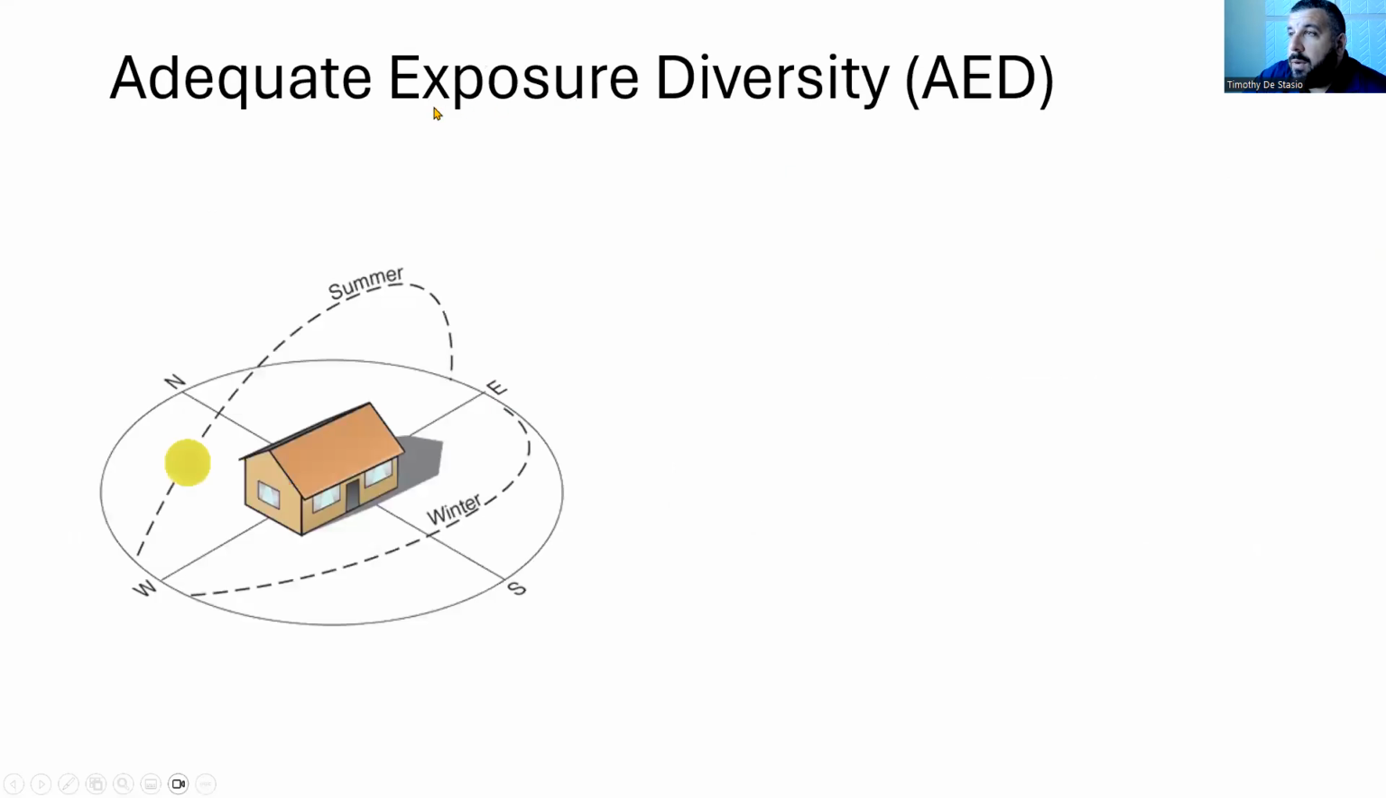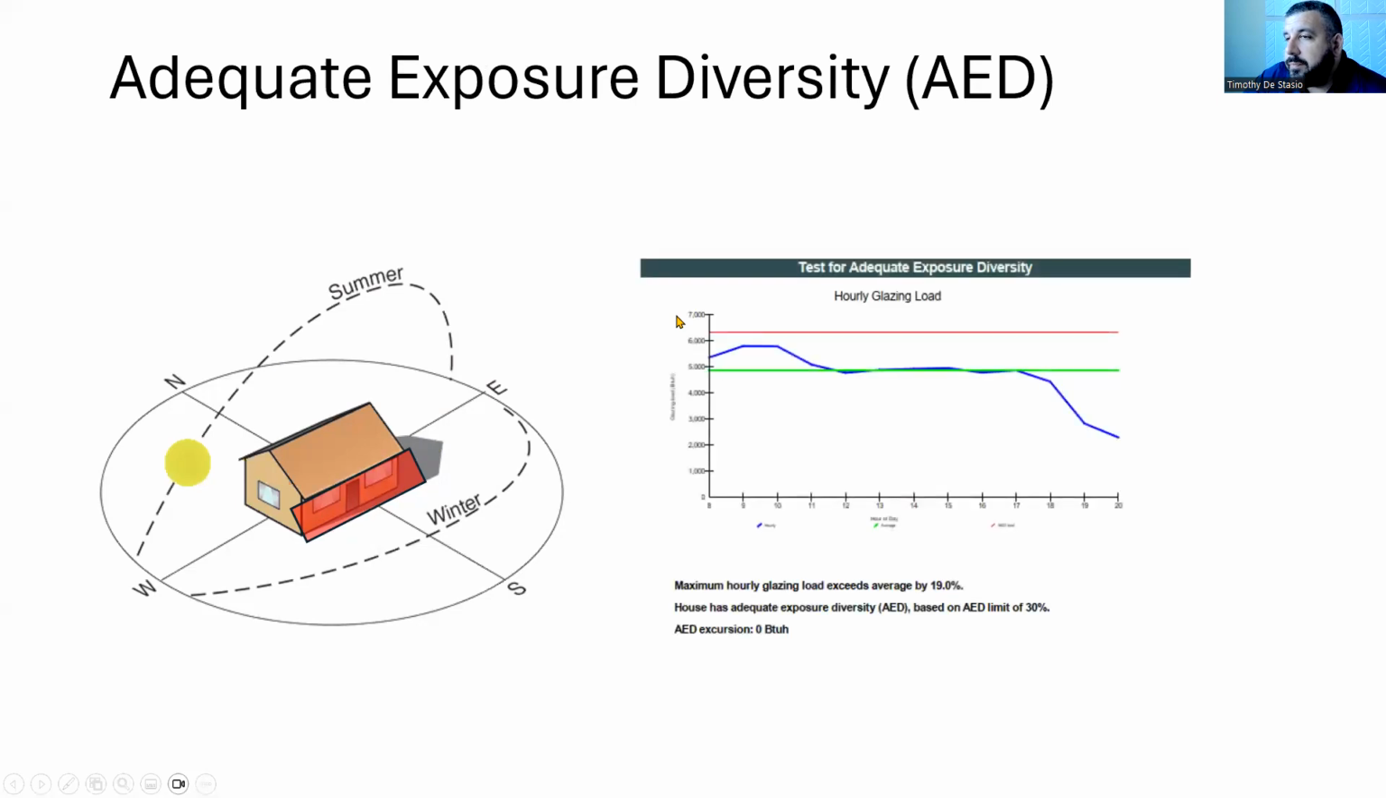There's a term called adequate exposure diversity, or AED. And what this does on a room-to-room load calculation, it tells you whether or not one portion of your house is going to heat up at a faster rate due to the position of the sun than the rest of the house. And that matters. So for example, here in the southern part of the house, as the sun tracks over the house, different portions of this house are going to get heated up.